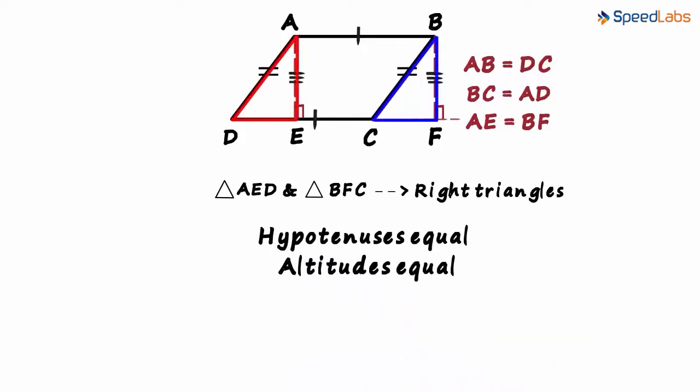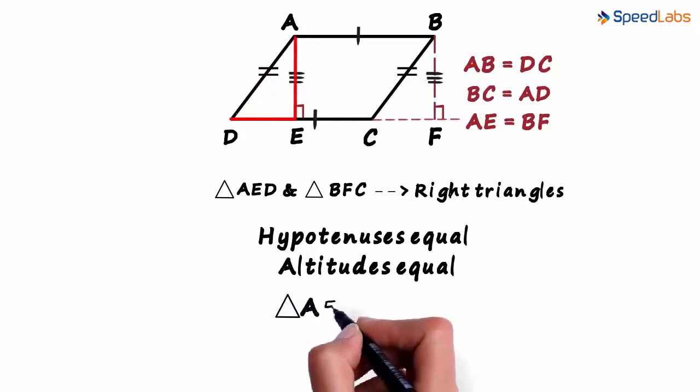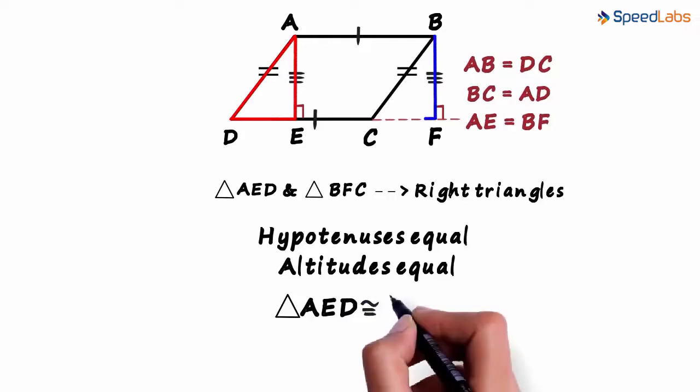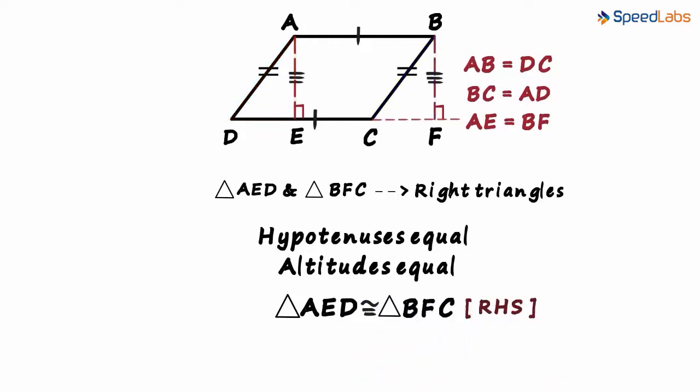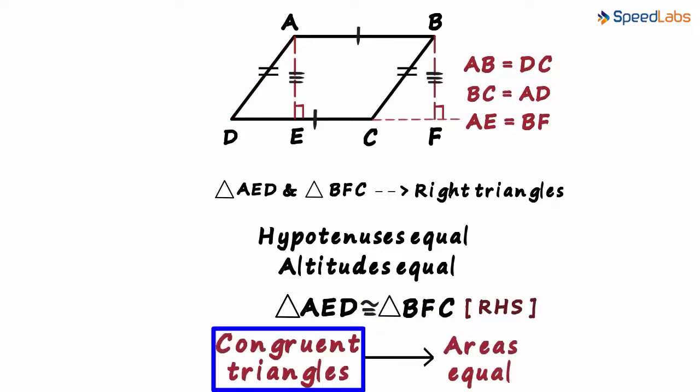If two right triangles have the hypotenuse and one of the sides equal, then they are congruent by the RHS congruence condition. So triangle AED is congruent to triangle BFC. Remember, congruent triangles always have their areas equal. So the areas of these two triangles are equal.